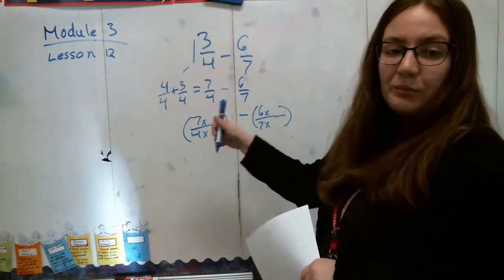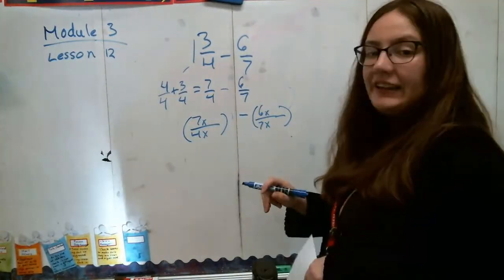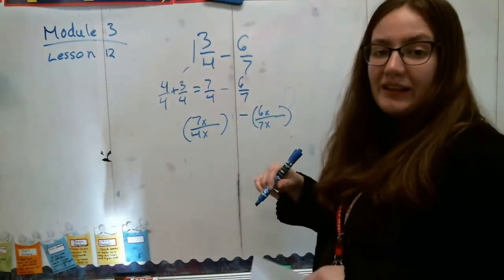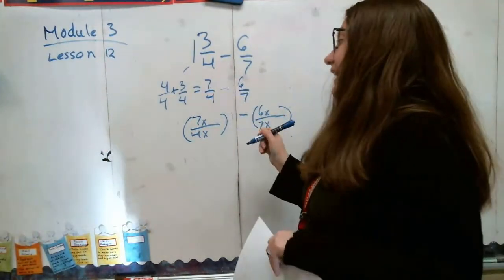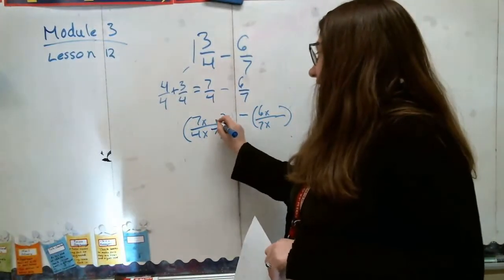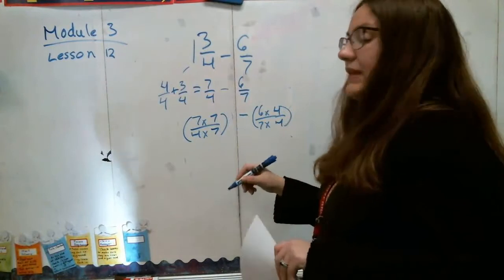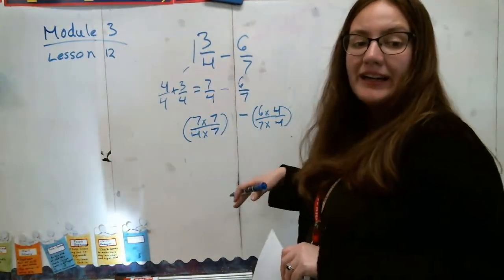When I look at the numbers 4 and 7, if I were to find the LCM of that, that would be 28. So I just need to multiply by the denominator on the other sides. So I'm going to multiply this side by 7 and multiply 6/7 times 4. Now that I have this set up, I can start multiplying.